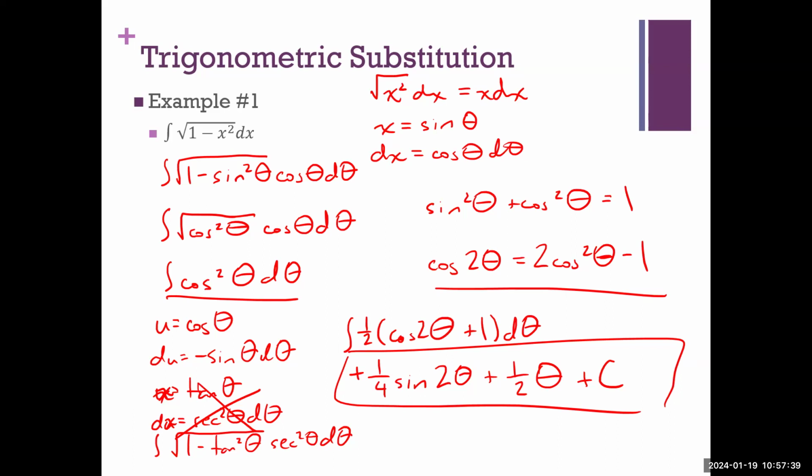Questions? I see a lot of eyebrows, so I feel like there are questions. The last step there? Yeah, absolutely. So let's break this down. And I want to know why my eraser's not working today. Is there any chance I can undo stuff? No, of course not. So let's start by pulling out the half: 1/2 of the integral of cosine 2 theta plus 1 d theta.